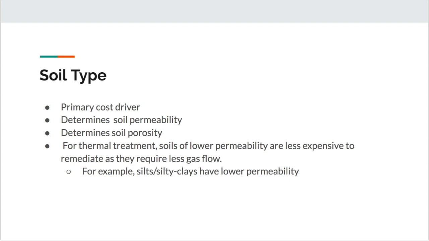It determines the soil permeability and porosity. So, for thermal treatment, soils of lower permeability are less expensive to remediate, since they require less gas flow. So for example, silts and silty clays have lower permeability, so these are ideal for thermal methods of remediation.